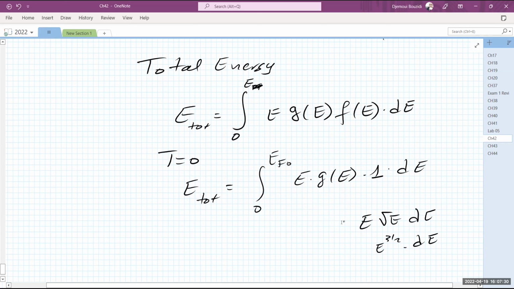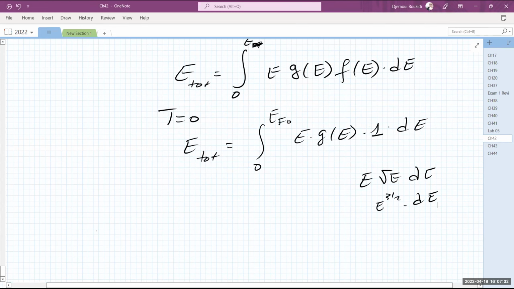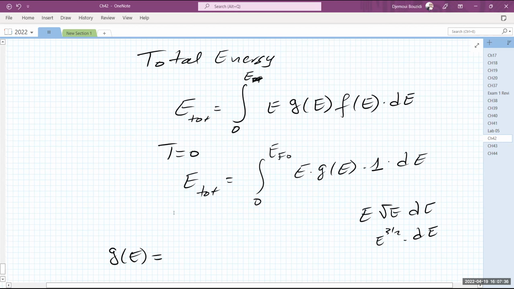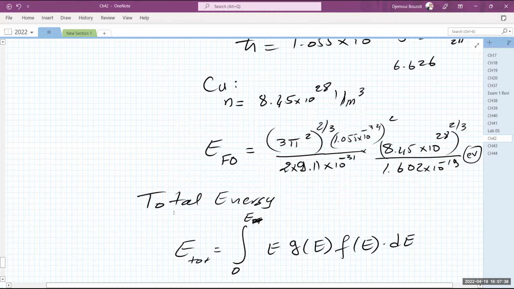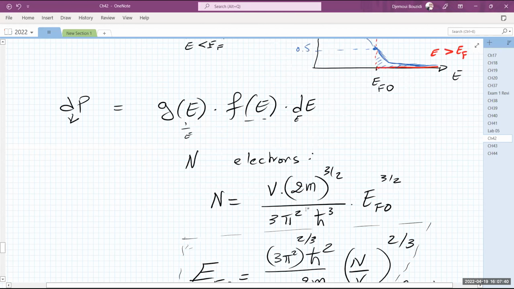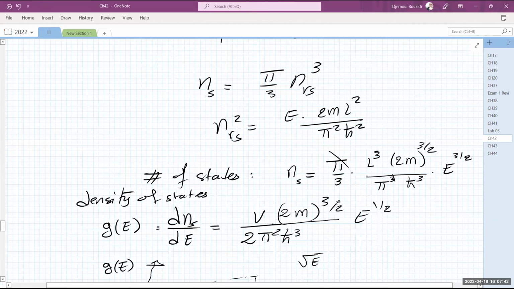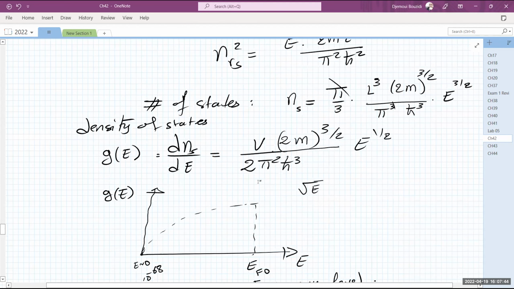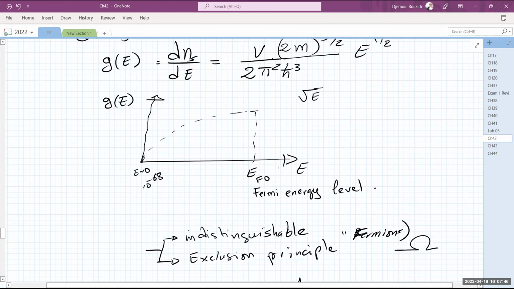Do you guys see that this is a doable calculation? G of E is given by that big expression. Let me rewrite it here. It's a mouthful, really. It's V times 2m to the power 3/2 divided by 2 pi squared h bar cubed.